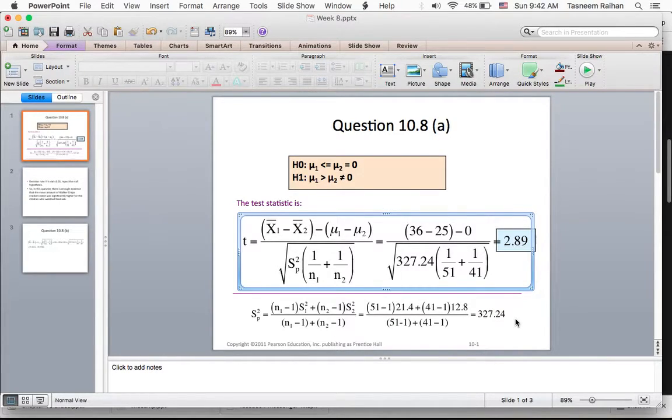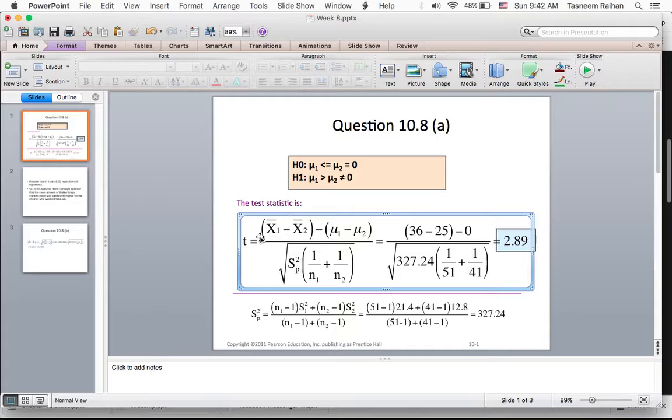So this is a number that we're going to use in the next step, when we calculate the t-statistic. So let's come back to the calculation of the t-statistic. We know the value of S squared P, that's 327.24. We have already calculated that. We know the value of N1 and the value of N2, so we have plugged them in here.